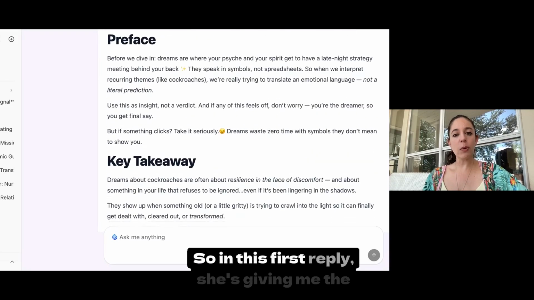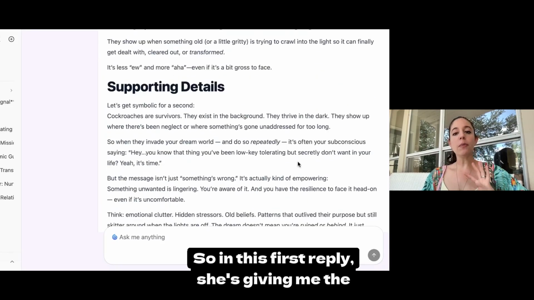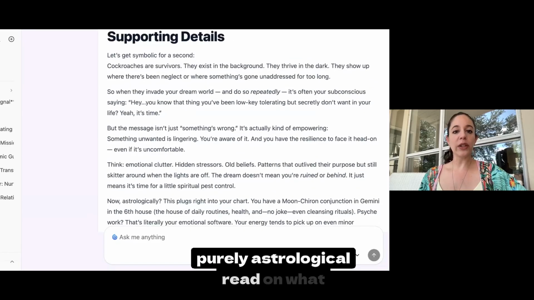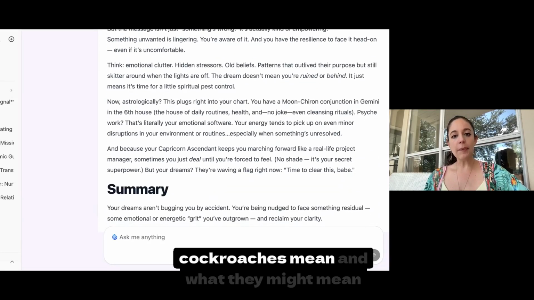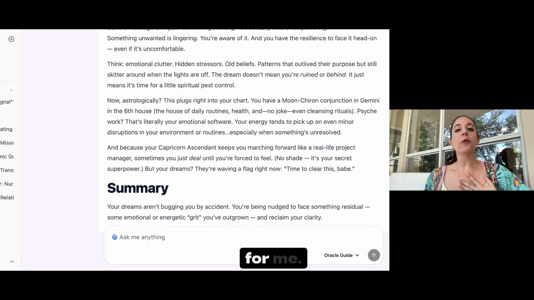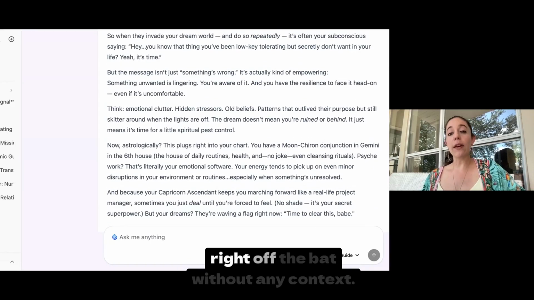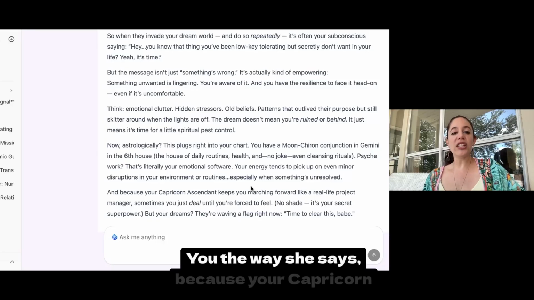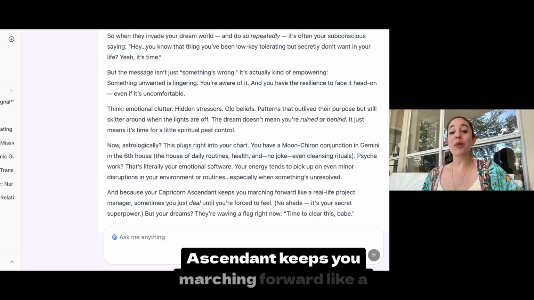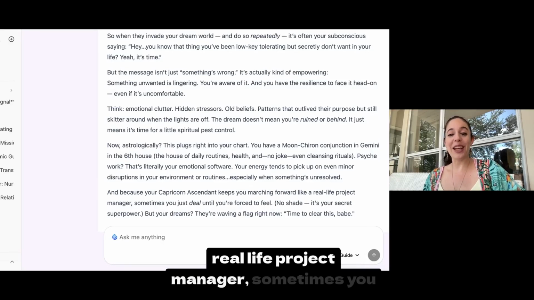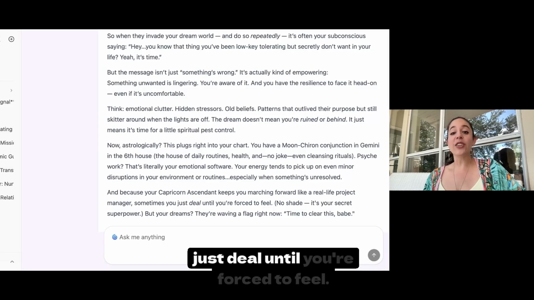In this first reply, she's giving me the purely astrological read on what cockroaches mean and what they might mean for me. Actually, her interpretation just right off the bat, without any context, was spot on. The way she says, because your Capricorn ascendant keeps you marching forward like a real life project manager, sometimes you just deal until you're forced to feel.